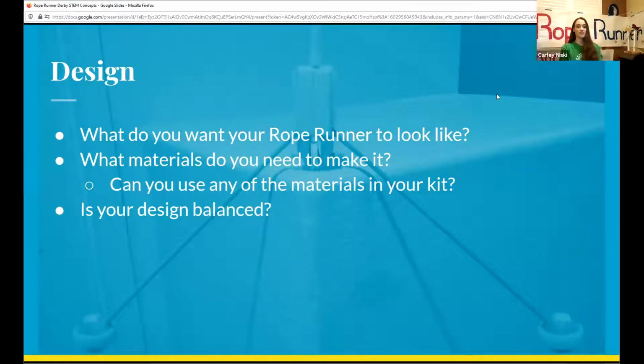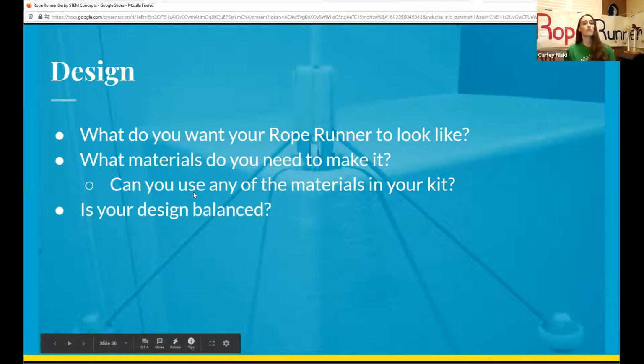Now, we're going to think about our design. So this is where we're going to take out this piece of paper, the one that has the rope runner, the front, and the back side. Oh, that's upside down. Does everybody have this piece of paper? Yeah, I see a couple of you grabbing it. Okay, very good. I see all of you have it.